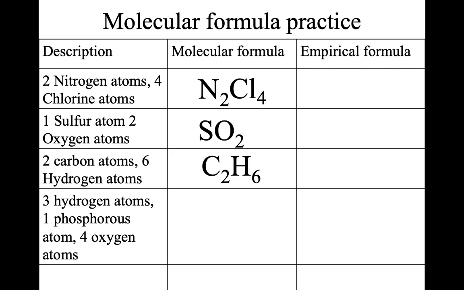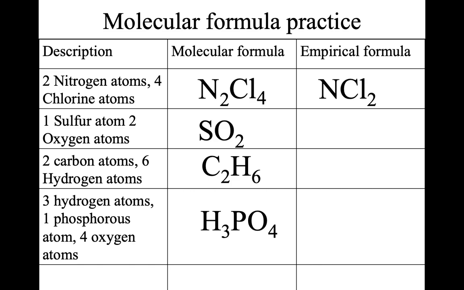Moving on, 2 carbons and 6 hydrogens make C2H6, and 3 hydrogens with 1 phosphorus and 4 oxygens is H3PO4. These last two show that one atom, hydrogen, does not go in the same order all the time. Even though it is to the left on the periodic table, it will be on the left for compounds classified as acids and the right otherwise.